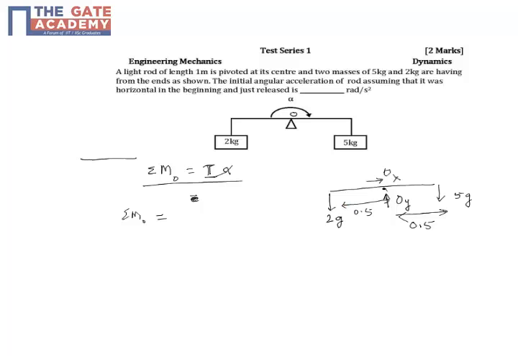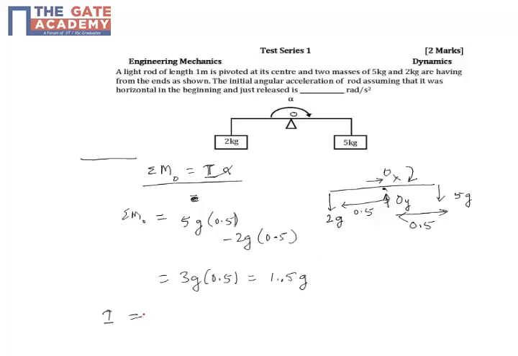So what is the net moment about O? OX and OY don't take part in the moment because they pass through the same point. So 5g into 0.5 is the clockwise moment from the right side, and the left side produces an anticlockwise moment, so minus 2g into 0.5. The moment arms are the same, so this becomes 3g into 0.5, which is 1.5 into g. This is the moment, acting clockwise. Now let's find out I.